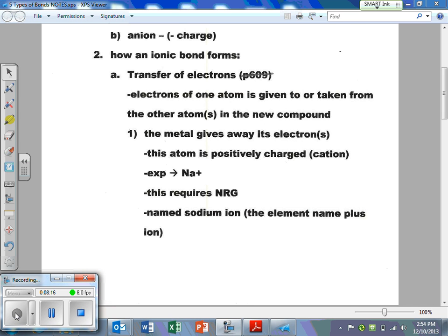Okay, so the question is, what's the name of this ion right here? Sodium plus? It's called the cation, and it's called sodium ion. See how easy it is to name that? It's the name of the metal plus ion.